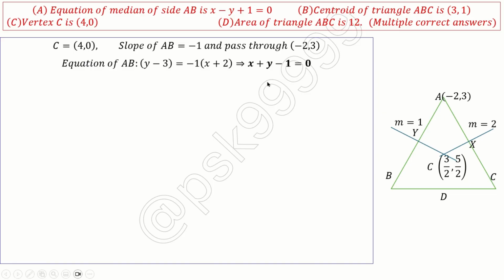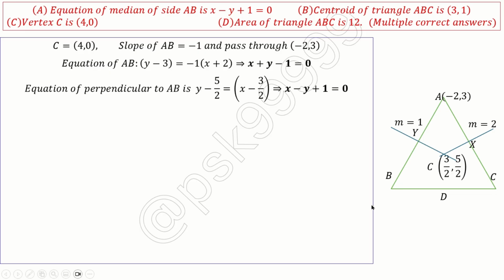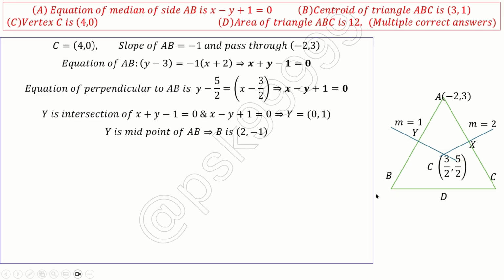Now I can also get the equation of this perpendicular bisector, because the slope is m equal to 1 and it passes through 3 by 2 comma 5 by 2, correct? So that is nothing but x minus y plus 1 equal to 0. Solving these two equations, I get the point Y, which is nothing but 0 comma 1. Now I have A, I have Y, so I can get B, which is nothing but 2 comma minus 1. So now I have A, B, C, all 3 points. Let's check all the remaining options.